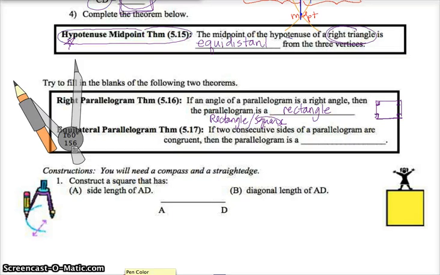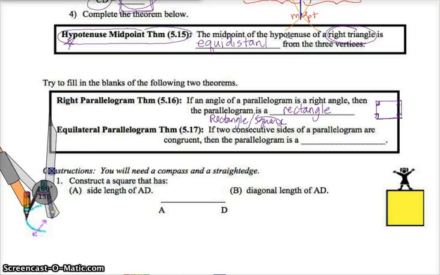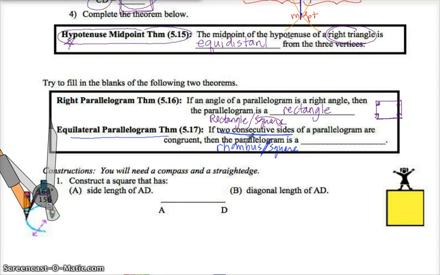For the second one here, the equilateral parallelogram theorem, 5.17. If two consecutive sides of a parallelogram are congruent, then the parallelogram is a what? Okay, well, if sides are congruent, it's either a rhombus or a square. So if it's a rhombus, that means it's only focusing on the lengths of the sides, that those four sides must be congruent to each other.